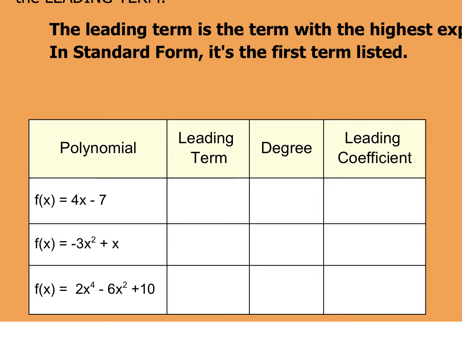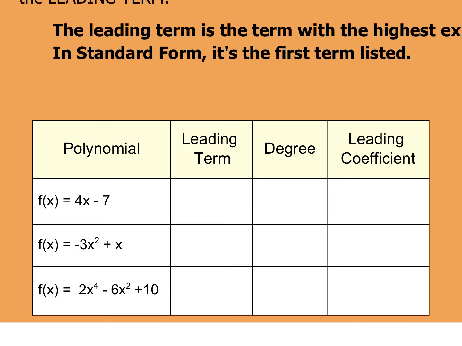So identifying the leading term is pretty easy if it's in standard form. It's just the term in front. So for this first one here, I think my leading term is 4x. Remember, it's always a hidden exponent of 1. The degree is going to be 1, so it's a first degree term. The leading coefficient is going to be the number multiplying your variable. So it's going to be 4.